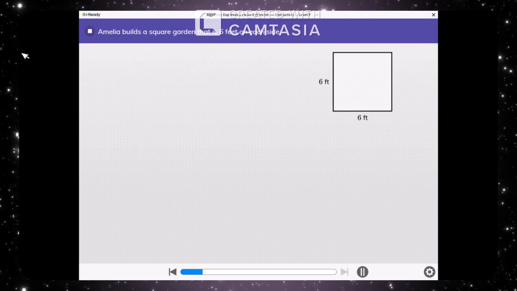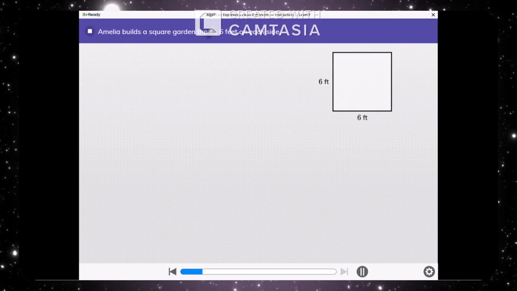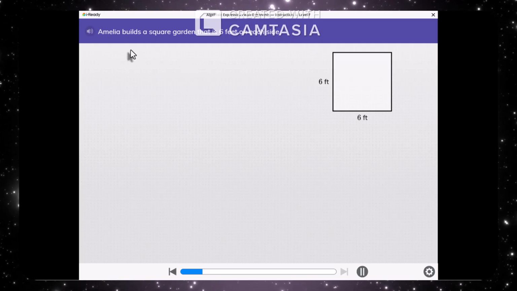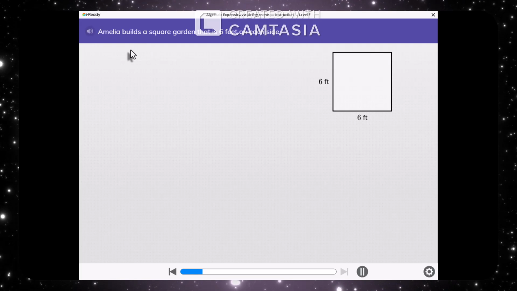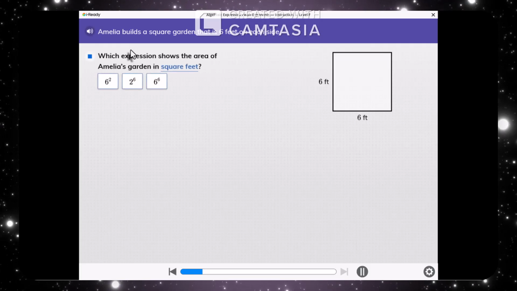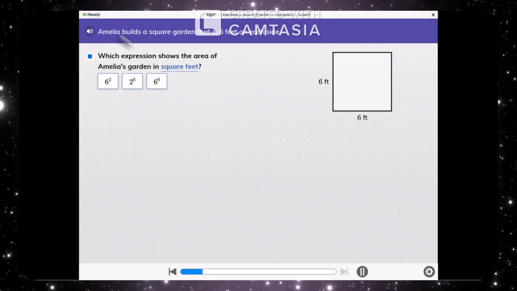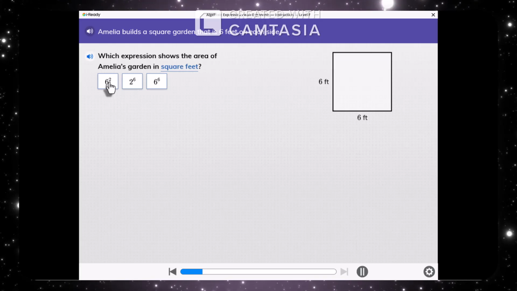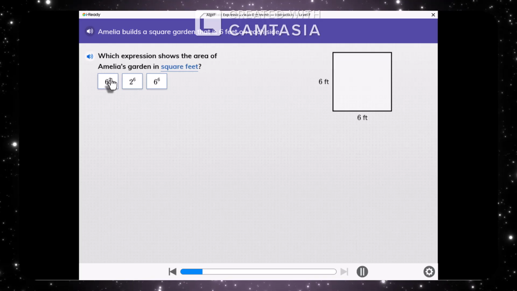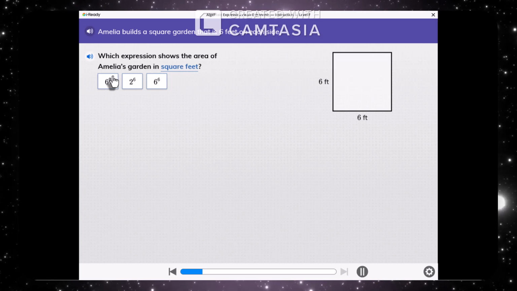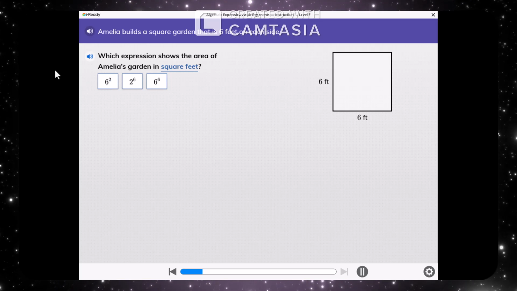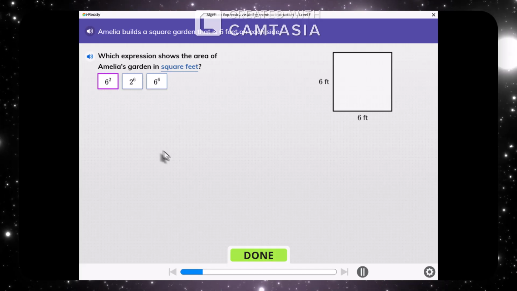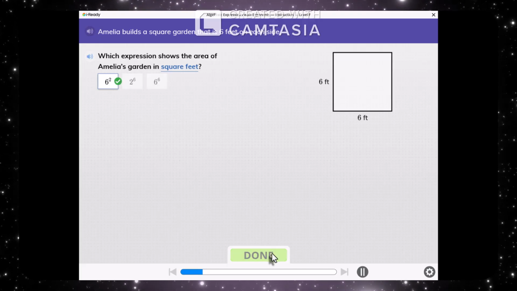Amelia builds a square garden that is 6 feet on each side. When the unit you are measuring is feet, the area is expressed in square feet. Which expression shows the area of Amelia's garden in square feet? It's LKG counting, because I'm teaching them if they don't know. 6 times 6, by the way. 6 to the power of 2.